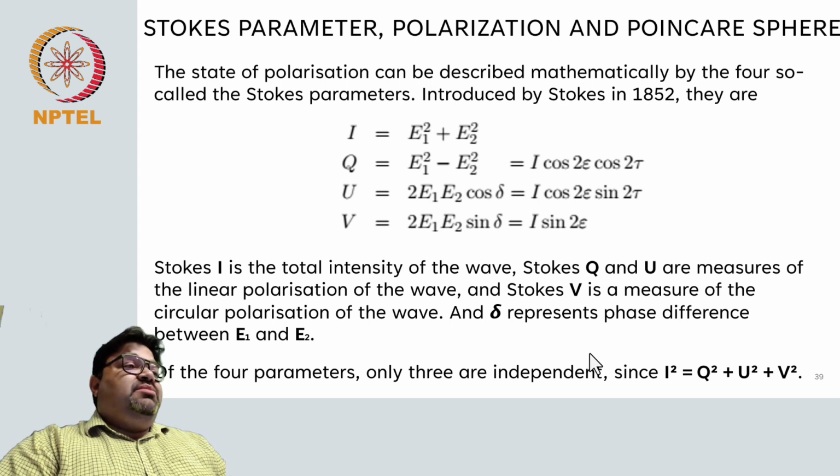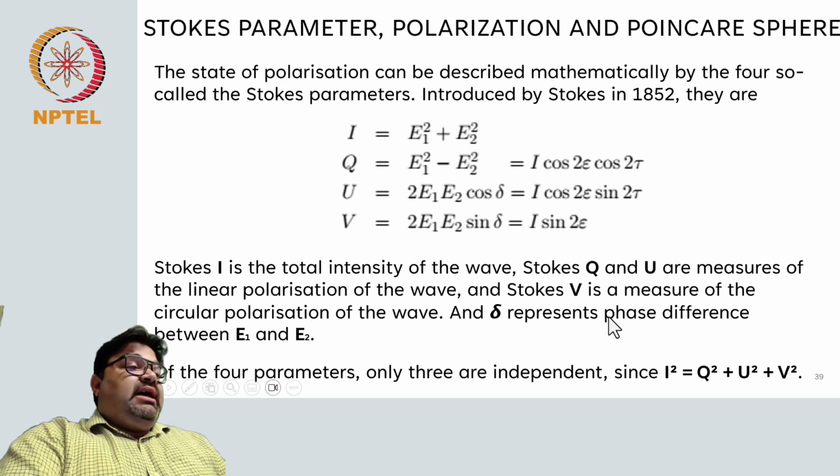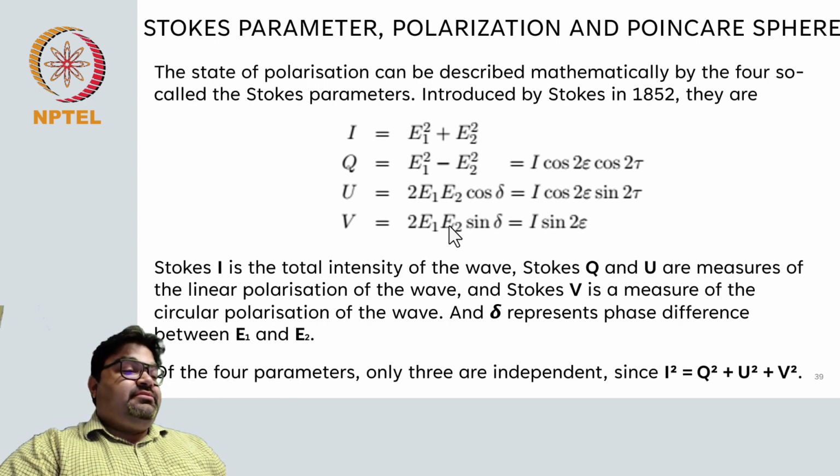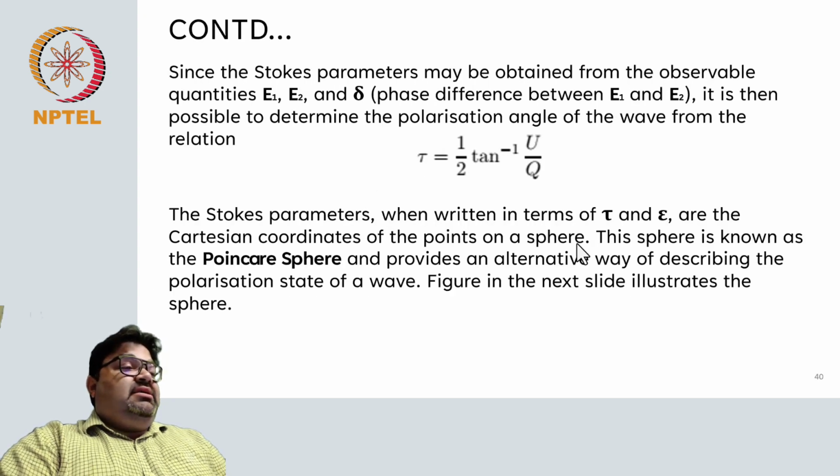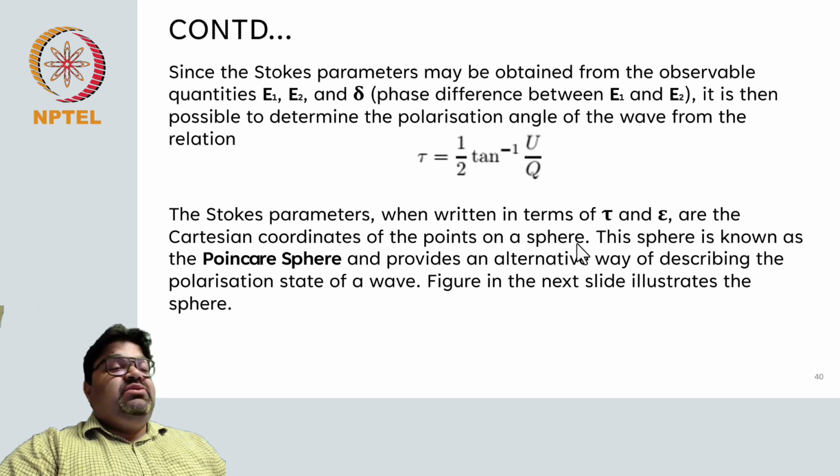Another way of looking into polarization is by measuring Stokes parameters. Following Stokes, 1852, the definition of 4 Stokes parameters: I is the quadrature sum of both the amplitudes, E1 square plus E2 square. Q is the difference of that. U is the cross product, 2 E1 E2 times cosine of delta, and V is the other cross product, 2 E1 E2 sine delta, where delta is representative of the phase difference, which we just concluded in the previous slide. And angular polarization is given by half of tan inverse U over Q.